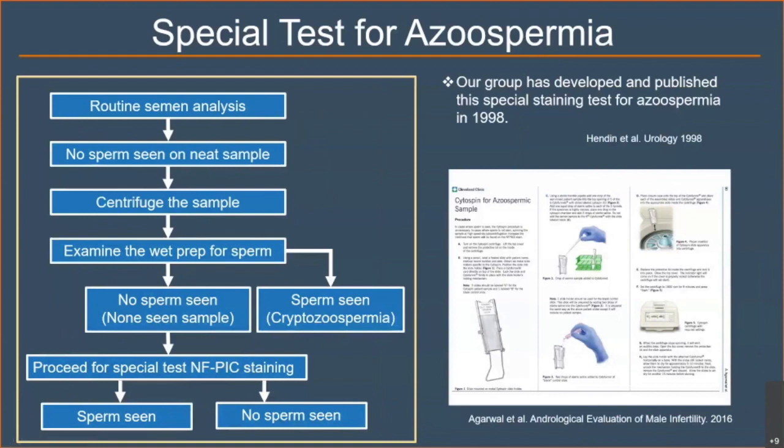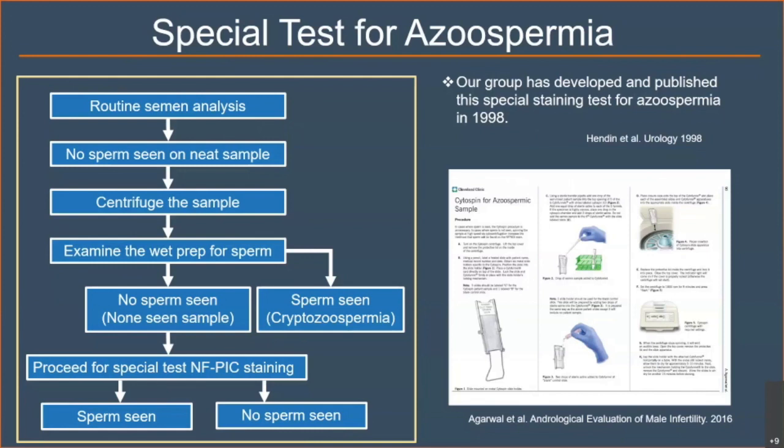The incidence of azoospermia is 10% in infertile men. However, the semen analysis is unable to identify the samples which are azoospermic. Our group developed and published a special test called the NFP test for azoospermia, and this was validated and published in 1998.